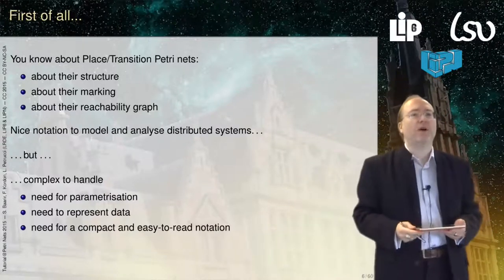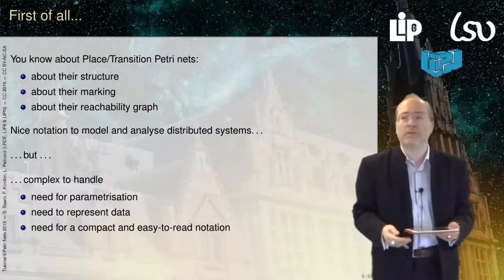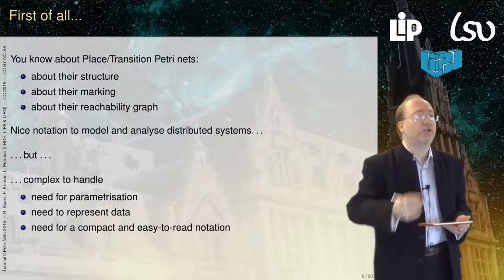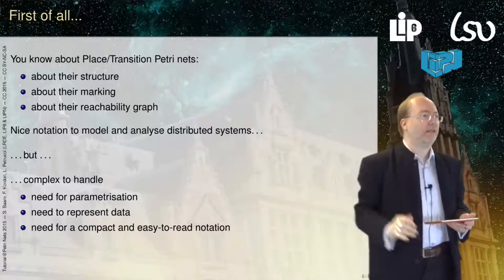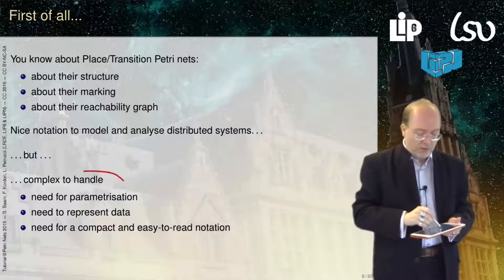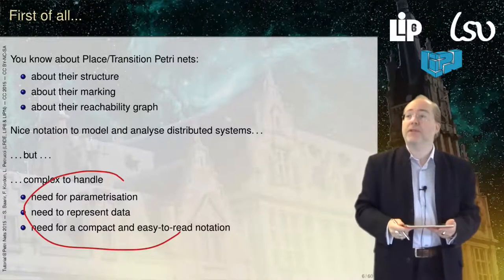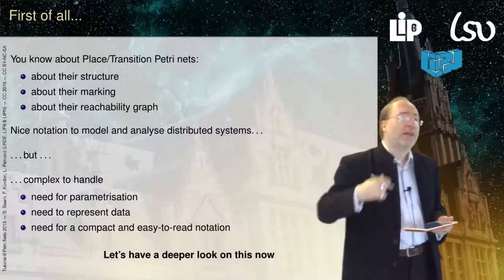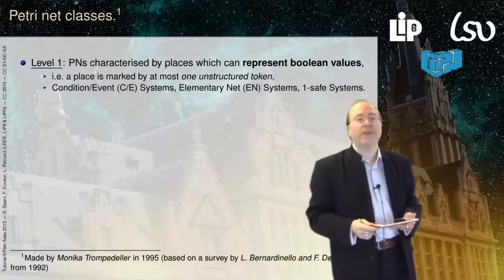Let's imagine that you have, for example, a system with 10 clients and 5 servers. You will more likely be tempted to have repeated patterns for the clients and for the servers. So very quickly, you get very complex Petri nets to handle. So let's have a deeper look at what you can do with that now.